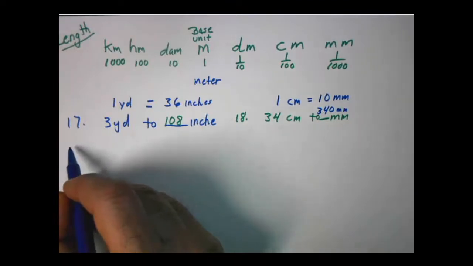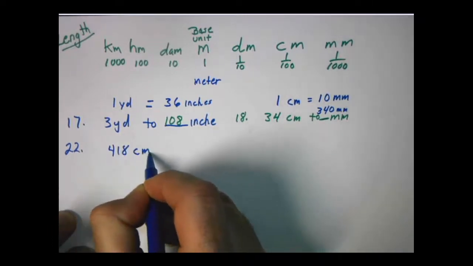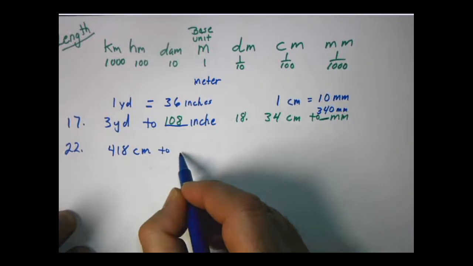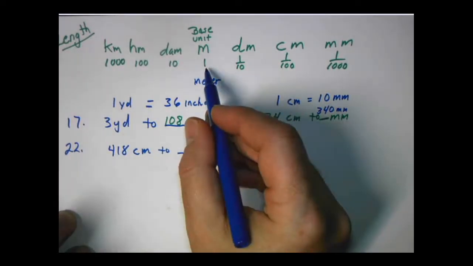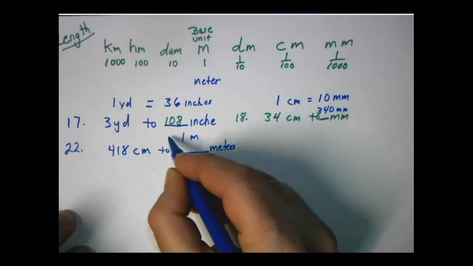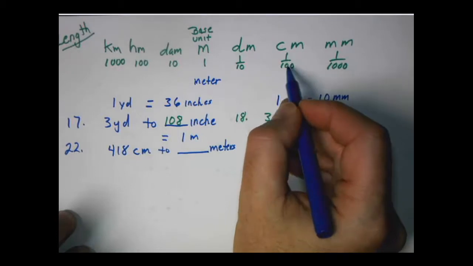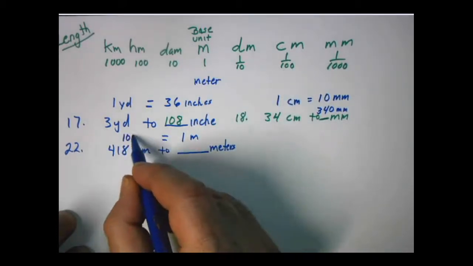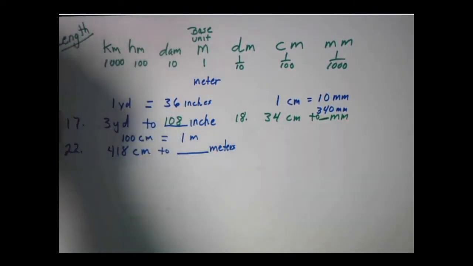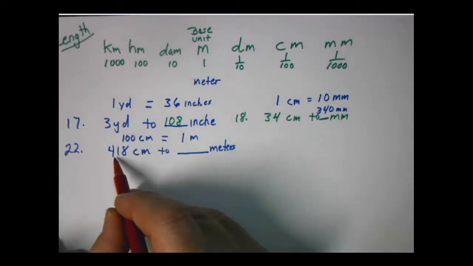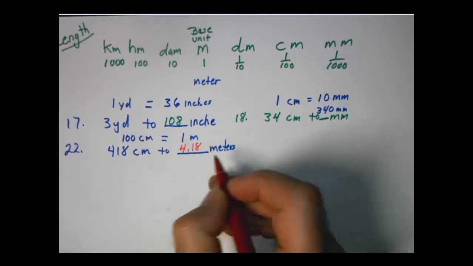Let's drop down right below that to number 22. So I have 418 centimeters, and I'm going to convert that to meters. Okay. A meter is bigger than a centimeter, so I'm going to put 1 meter. And remember, it takes 100 centimeters because it's 1/100th to make a meter. So for every 100 centimeters, I have 1 meter. Now I have my ratio set up. Cross multiply, divide. So 1 times 418 is 418 divided by 100 would give me 4.18 meters.